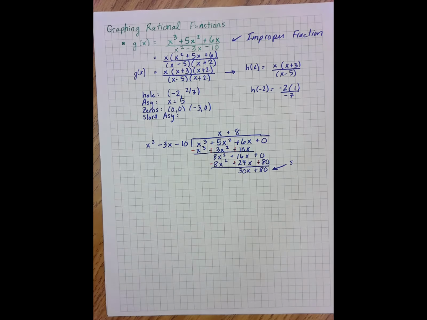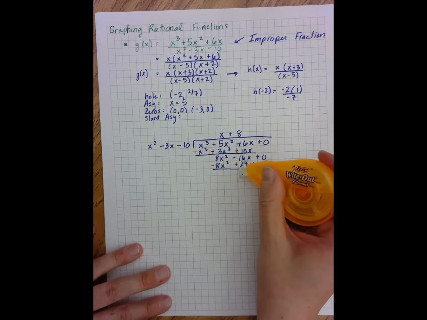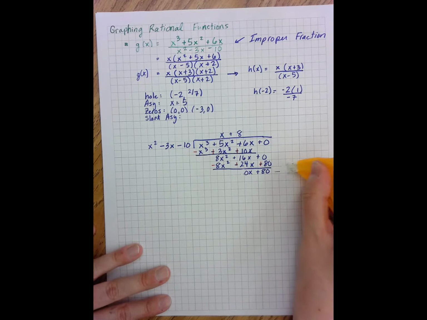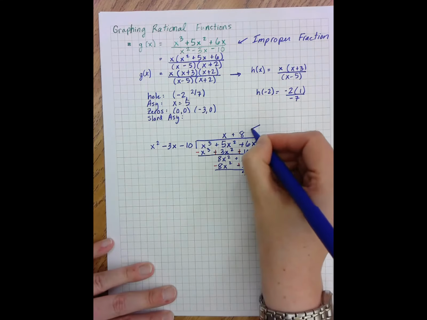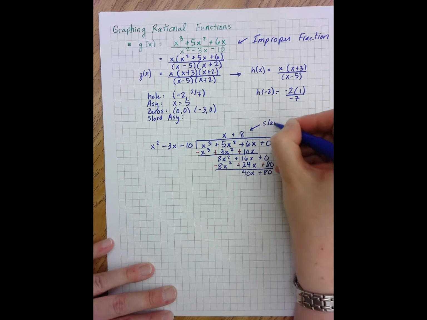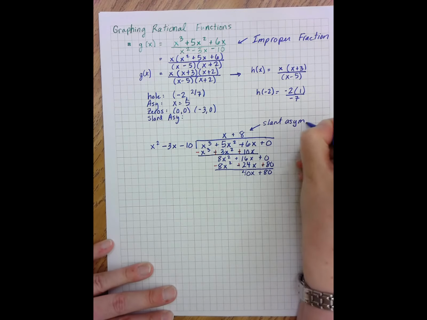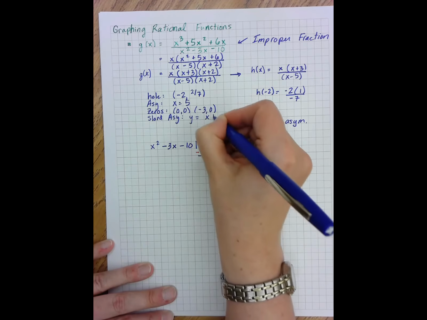Sorry, two mistakes there. First, this should be 40. And actually, this is my slant asymptote. So y equals x plus 8.